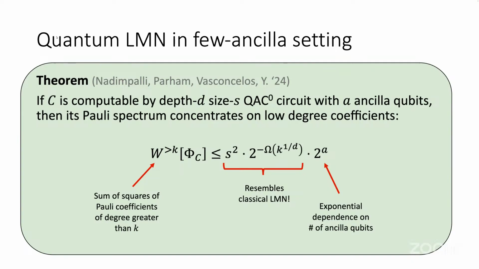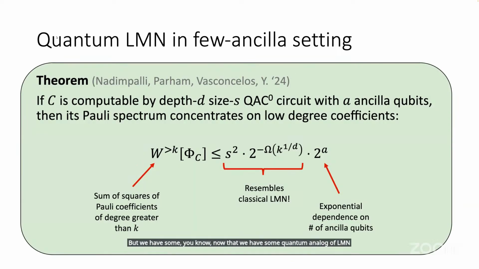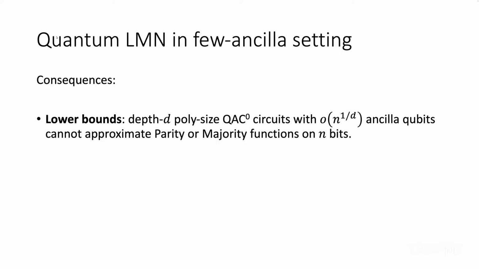Okay, now that we have some quantum analog of LMN, I'll talk about projection in a second. We don't think the dependence should be there. I think it's just a limitation of our proof.